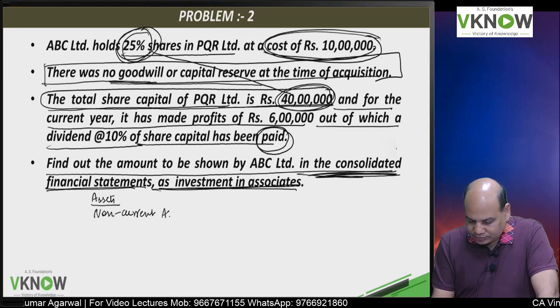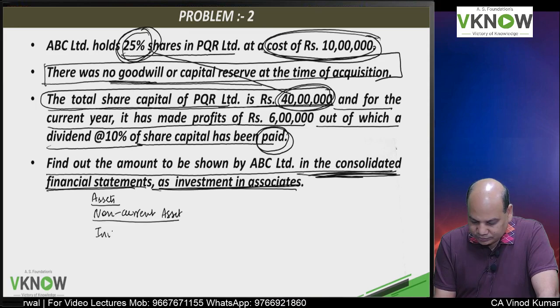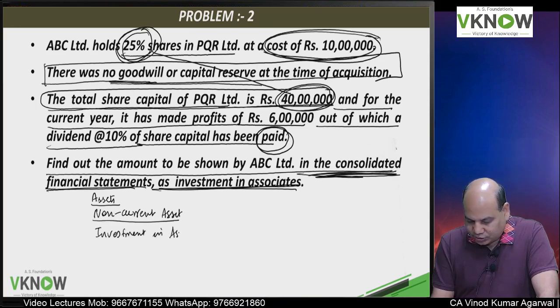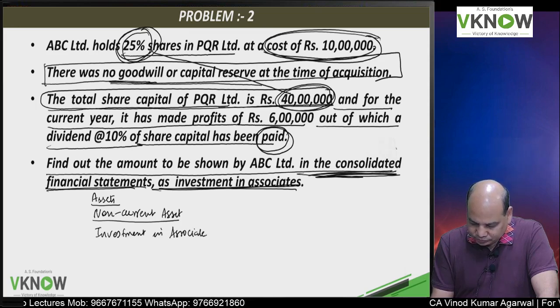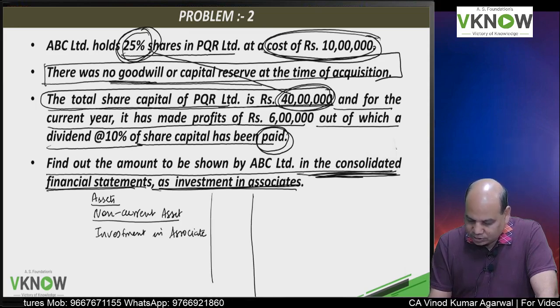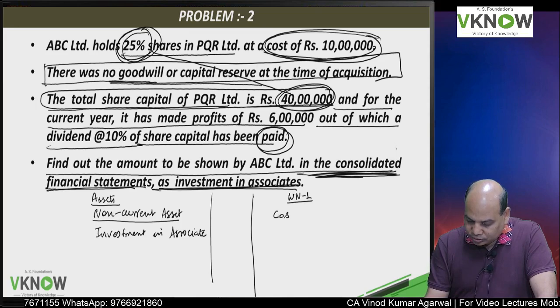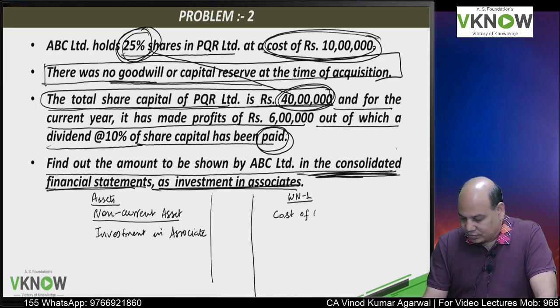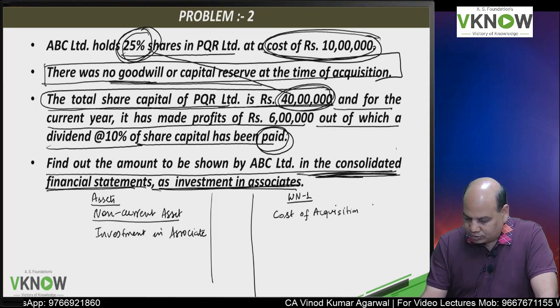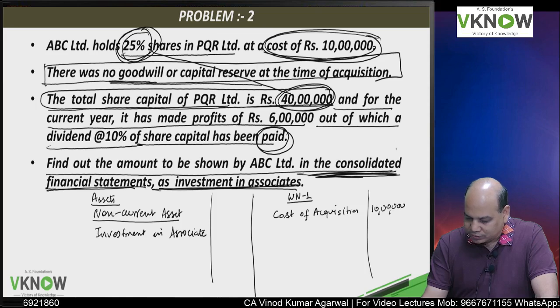So in this question, on the asset side, we will have non-current asset, and under that we will have investment in associate. The question is how much amount we will put. So we'll put a working note. In the working note, cost of acquisition is 10 lakh. Cost of acquisition, first line 10 lakh.